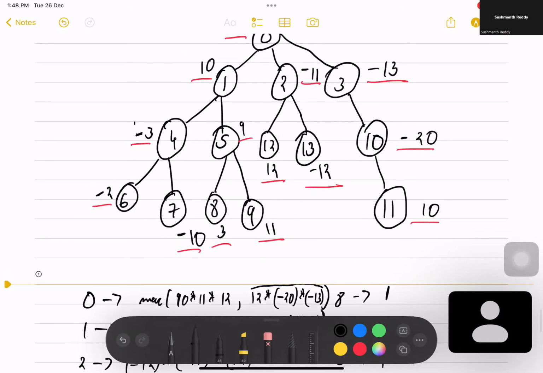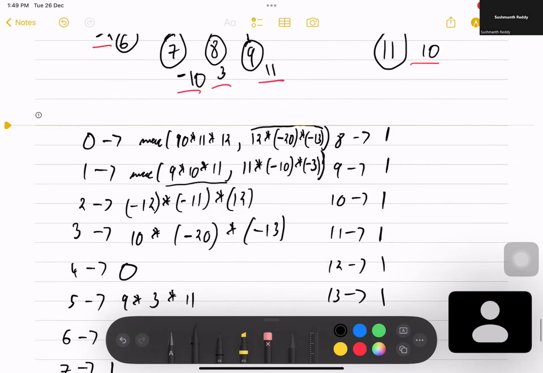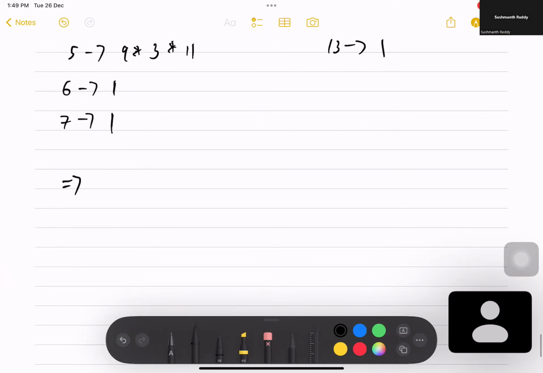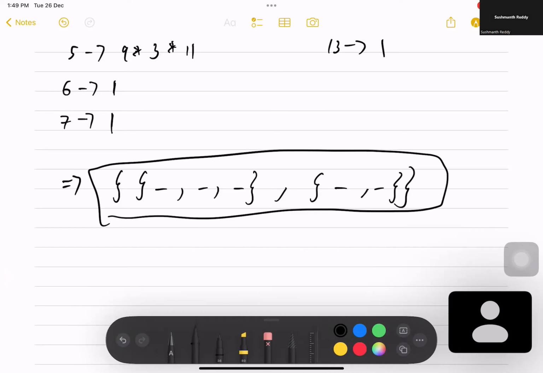To give hints on how to implement, perform a DFS from 0, and then maintain the maximum 3 positives and minimum 2 negatives. While backtracking, return this. So at every ith node, we can maintain the maximum 3 positives in the subtree and minimum 2 negatives in the subtree. With that, we can find out the points that we can place on the ith node.